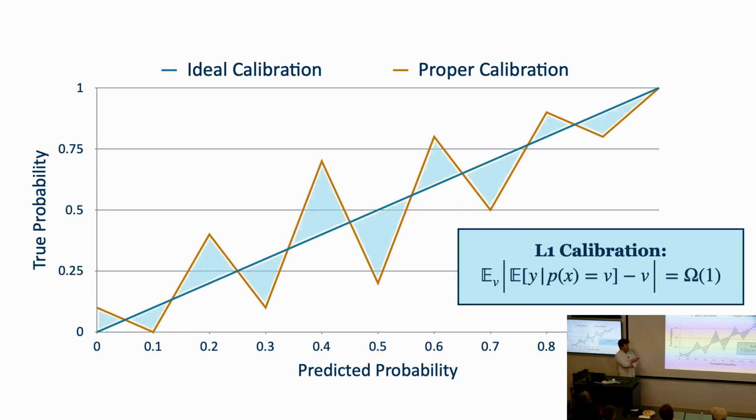For L1 calibration, this traditional notion of calibration, I need to look at the area where I'm incurring error, right? And in fact, I'm going to take the absolute value of this error. So for L1 calibration, this error sums up in an absolute sense. All of these blue regions contribute positively to the L1 calibration error.